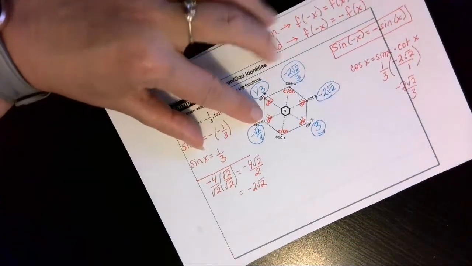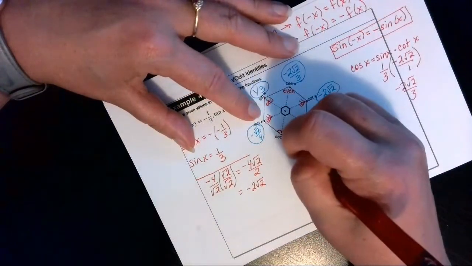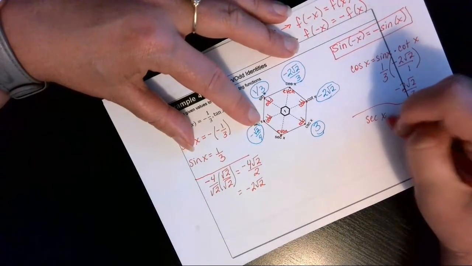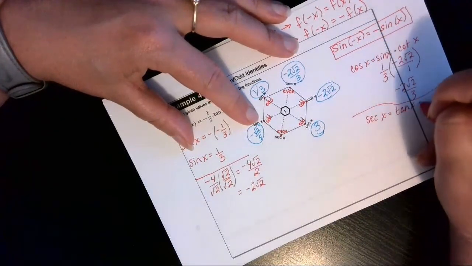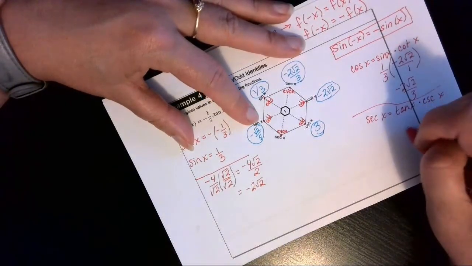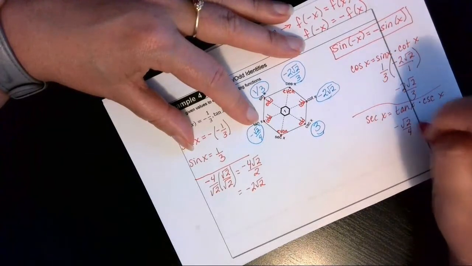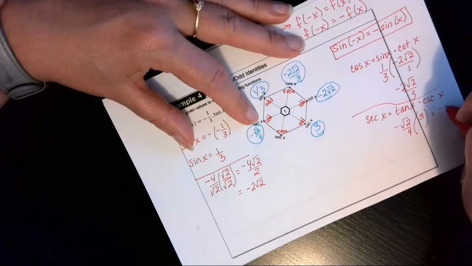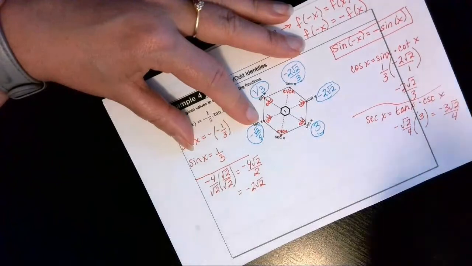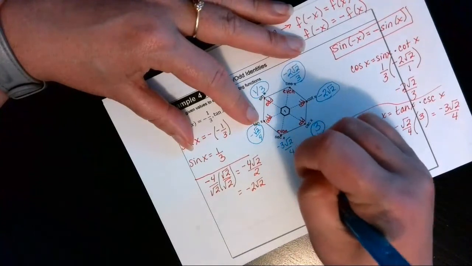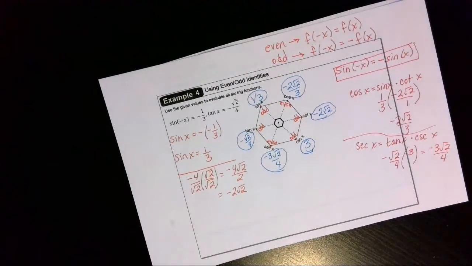Okay, we could use the reciprocal identity to get from cosine to secant, or why don't we go ahead and do another product. So if we use tangent times cosecant, that'll give us secant. So secant of x is equal to tangent of x times cosecant of x. Tangent is negative square root of 2/4. Cosecant is 3, and that leaves us with a -3 square root of 2/4. So negative 3 square root of 2 over 4 is the last one, and we've completed all 6 of the trig functions.